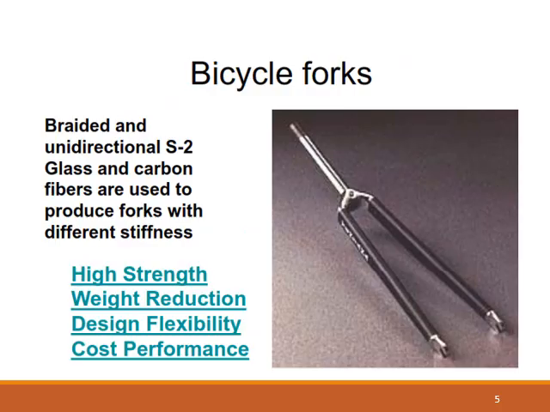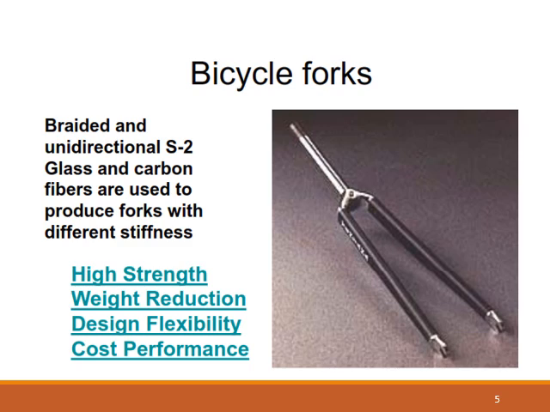So, talking about examples of composites and how they find application, I give you a typical example. Your bicycle fork is a typical example of a composite material. It has unique properties of high strength, reduced weight, design flexibility, and then the cost performance is extremely high.